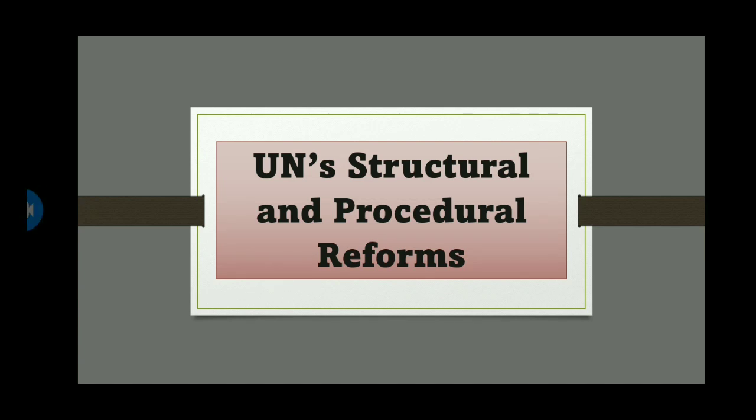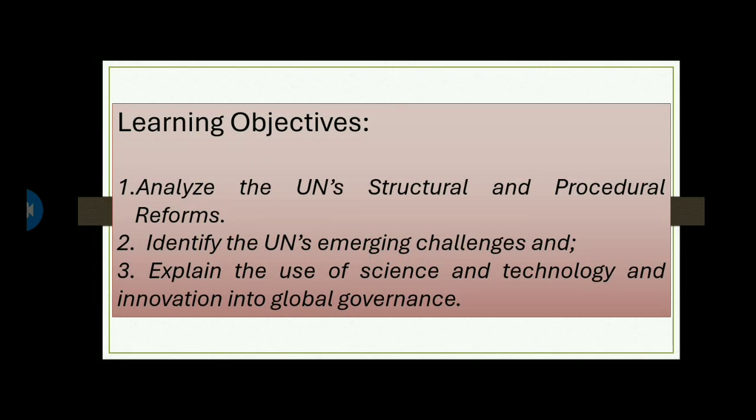So now let's talk about Appendix E, which is the UN structural and procedural reforms. I have here a learning objective. At the end of this lesson, the students will be able to: number one, analyze the UN structural and procedural reforms; number two, identify the UN's emerging challenges; and number three, explain the use of science, technology and innovation in global governance.